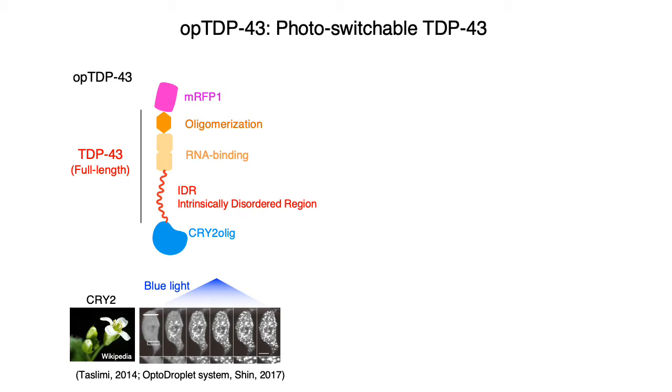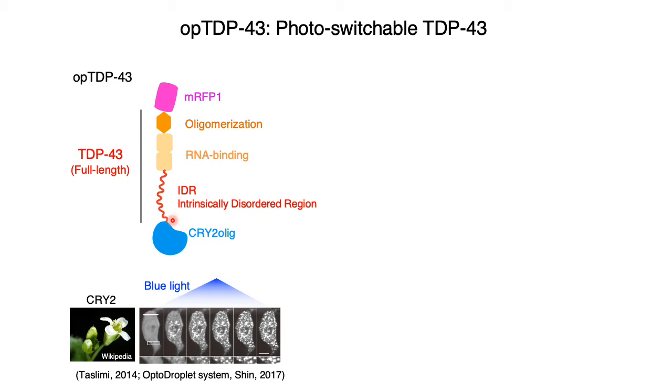So to address the question, in this study, we developed an optogenetic TDP-43, which we named OP-TDP-43. In OP-TDP-43, RFP is tagged to the full-length TDP-43, and the cryo-olig tag is fused to the intrinsically disordered region, or IDR, of TDP-43. Cryo-olig is a domain of Arabidopsis cryptochrome 2 carrying a mutation that enhances light-dependent clustering. And the idea is that blue light illumination enhances cryo-olig interactions, which in turn promotes IDR interaction and phase transition of TDP-43.